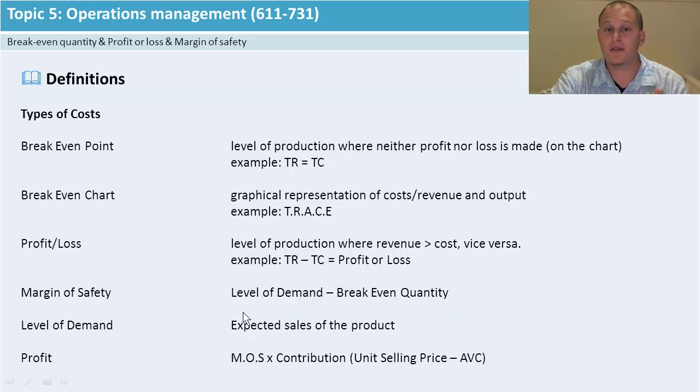Margin of safety is essentially the level of demand or the productive capacity minus the break-even quantity. That will make more sense later when I show you some of the graphs. Level of demand is the expected sales, so how much they expect to sell. This can be based on forecasting, if you go back to 4.2 in marketing, and it can also be based on benchmarking, what they expect to get.